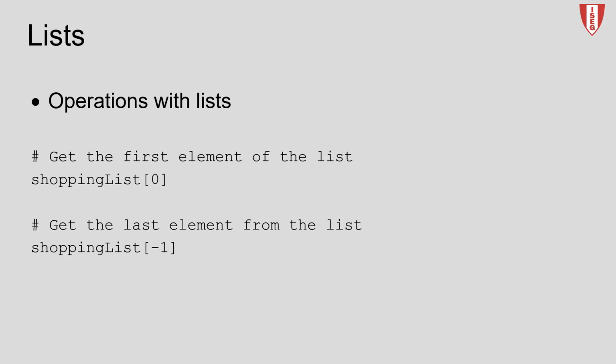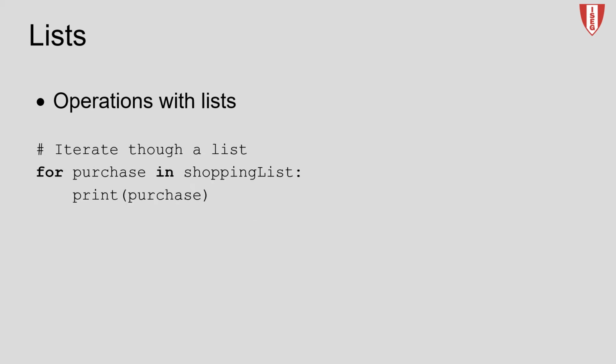We may perform several operations in a list. For example, if we use the index 0, it will show the first element. If we use the index -1, it shows the last element of the list. We may want to manipulate each one of the elements of the list. We may use the for in loop.